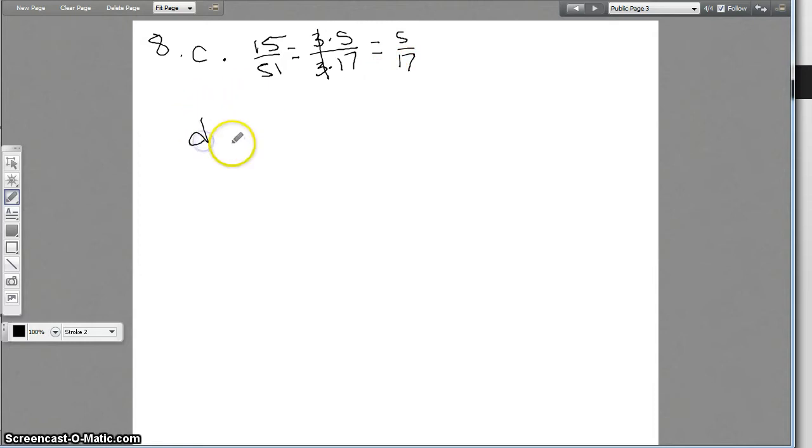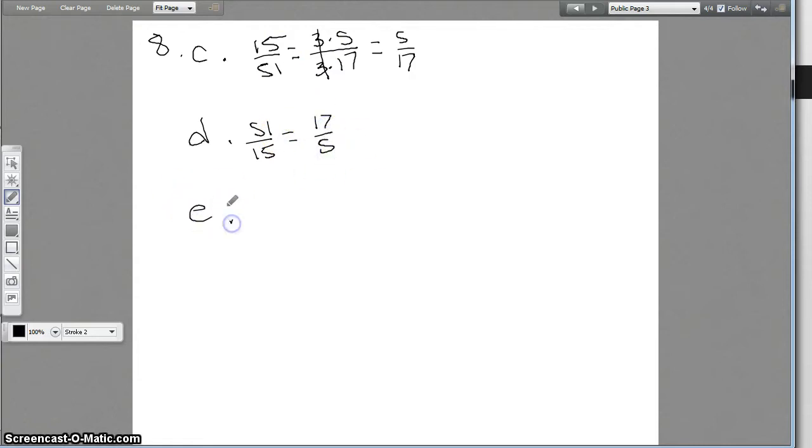Okay, part D is 51/15. Well, that's easy because we just found that they're both multiples of 3. So 51/15 reduces to 17/5.